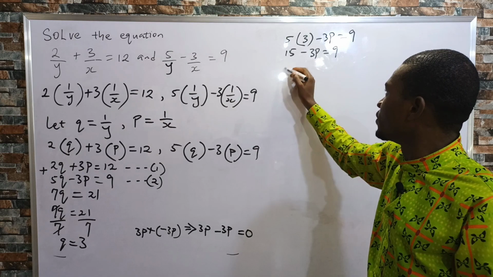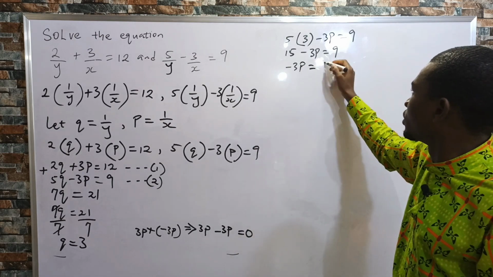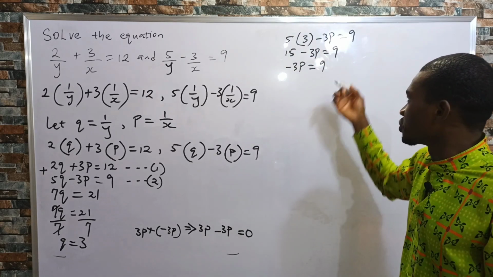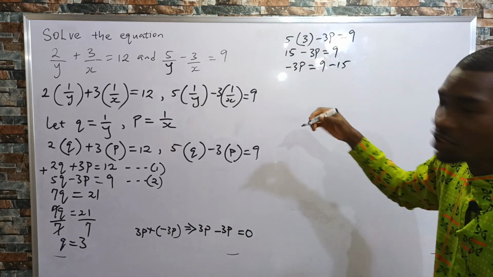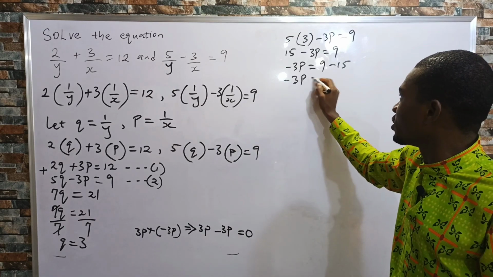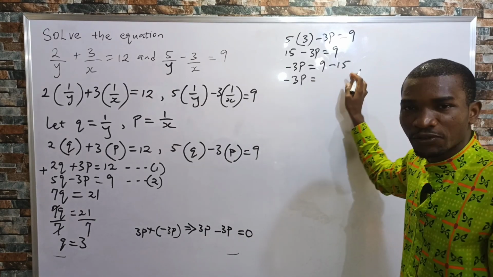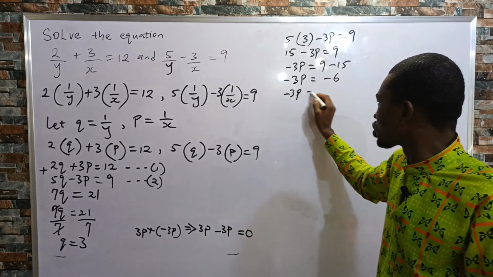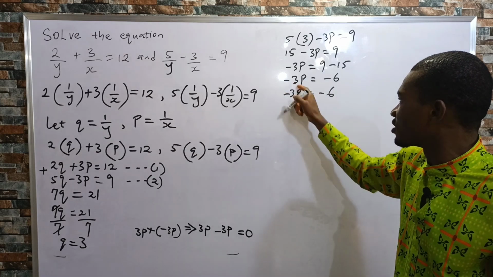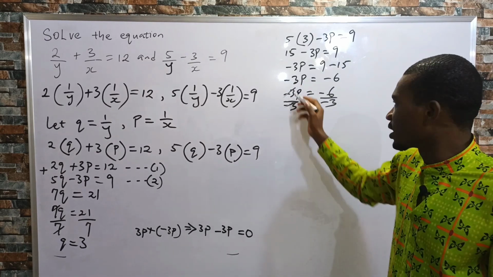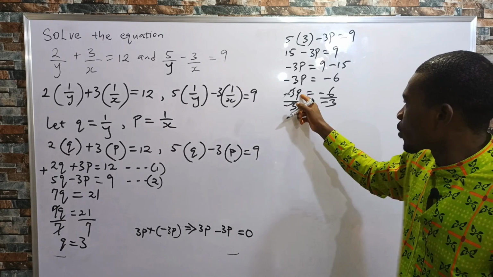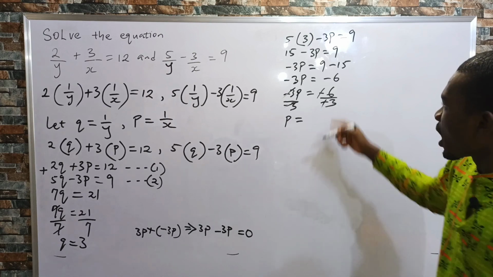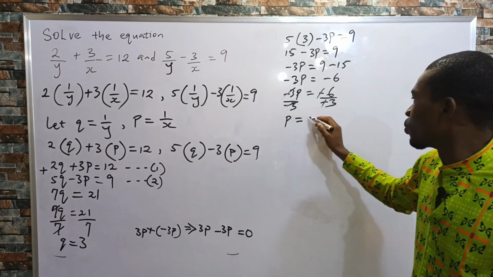Then we have negative 3p is equal to, here we have 9, positive 15 crossing to the right hand side of the equation, it will change its sign to negative 15, such that we have negative 3p is equal to 9 minus 15, which will give us negative 6. Then when we divide both sides of the equation by the coefficient of p, which is negative 3, we cancel out negative 3, and we are left with p, and that is equal to negative, we cancel out negative, and we are left with 6 divided by 3, which is 2.